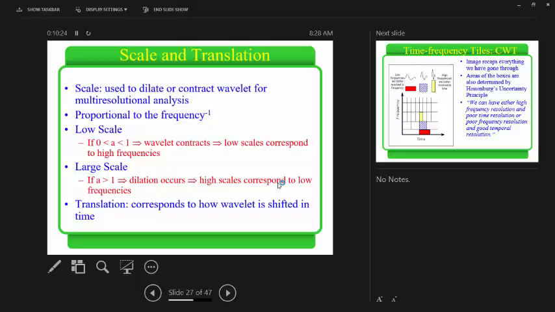Here, how can I increase and decrease? By using the scale value. If the scale value is less than 1, this means that the frequency will increase, it's high frequency. If A is greater than 1, dilation occurs, so in this case I will have high scale, so I will have low frequencies. Also, we talked about the translation, and by the translation I mean the shifting of the wavelet with respect to the original signal that I have, by the value of B.